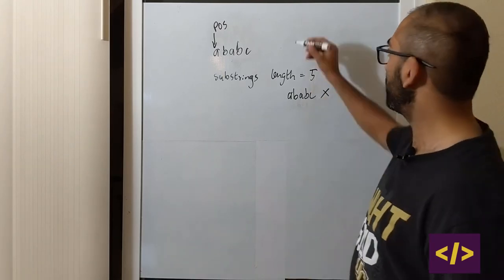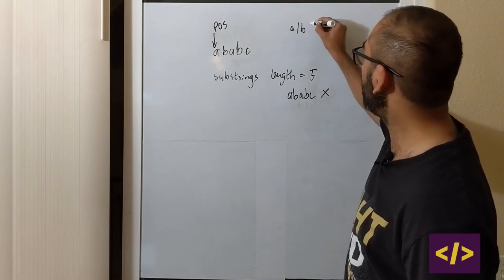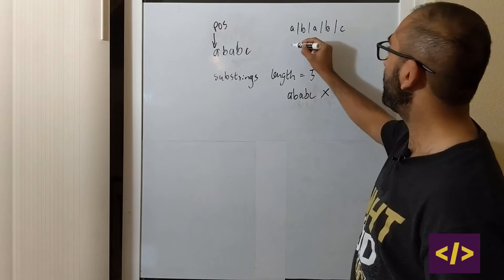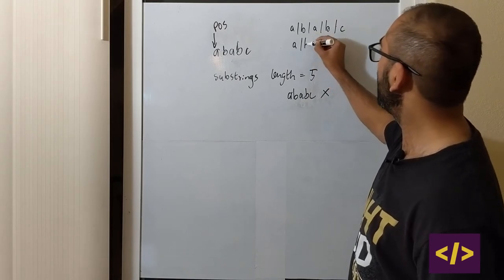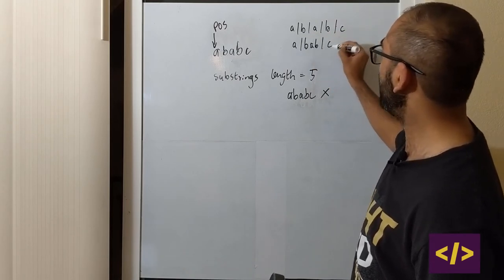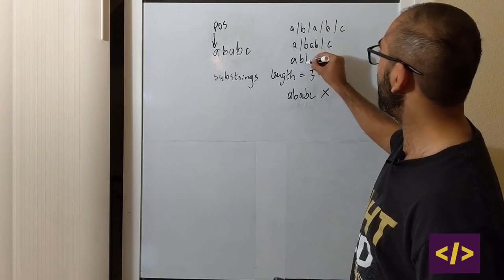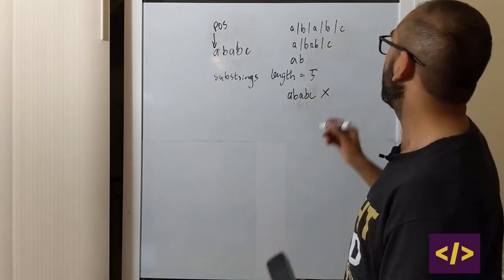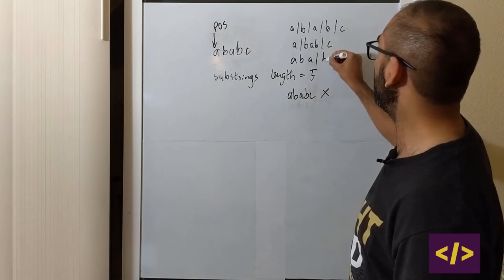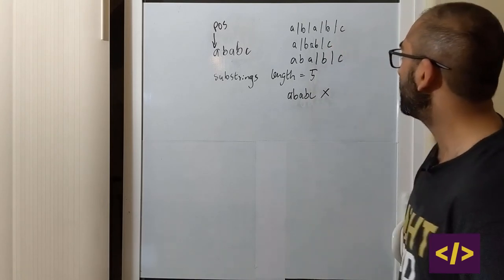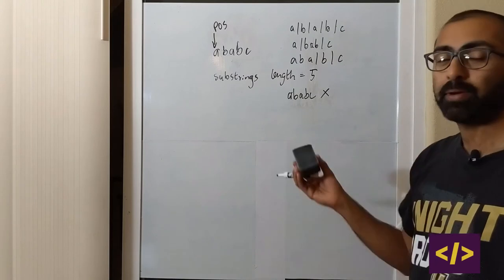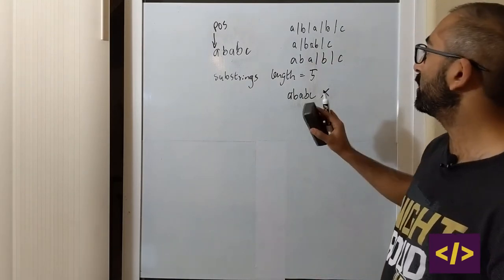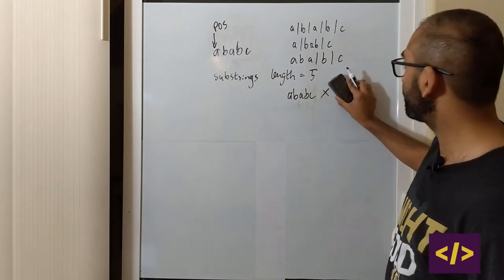So in this example, we got three guys. We got A, B, B, C. We got A, B, A, B, C. And we got A, B, A, B, and C. So those are the palindromic partitioning that we are doing here.